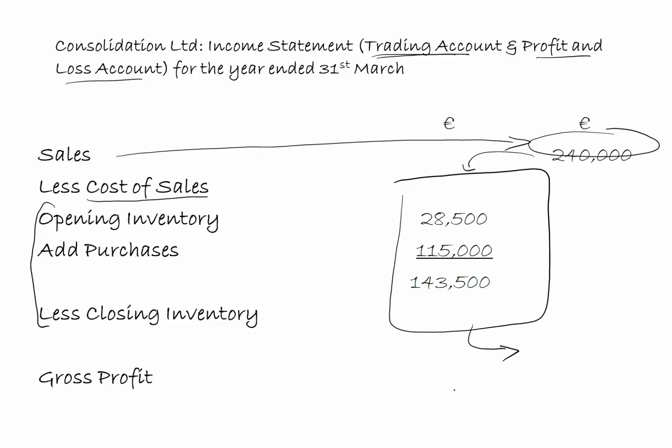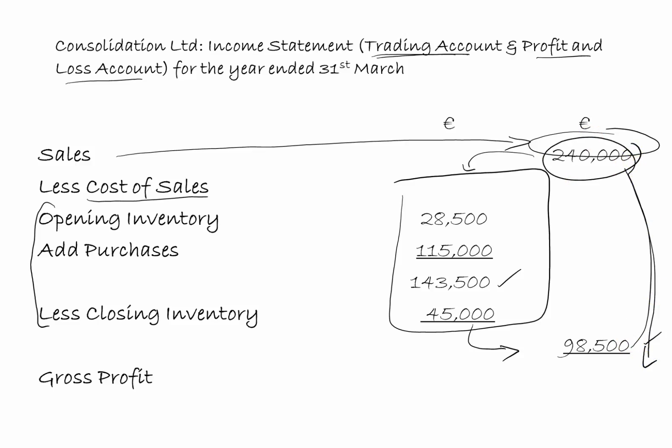which brings the total inventory up to 143,500. That's the amount that was available for sale. And then at the end of the year there's 45,000 left, so the cost of the goods that were actually sold came to 98,500. We take that away from the sales figure, which gives us a gross profit figure of 141,500. So that is the first little part of our income statement.